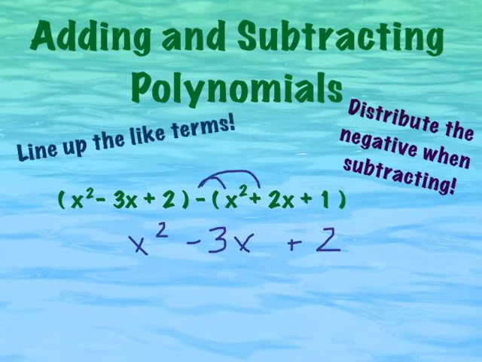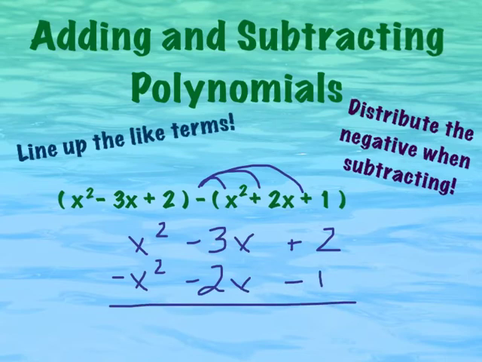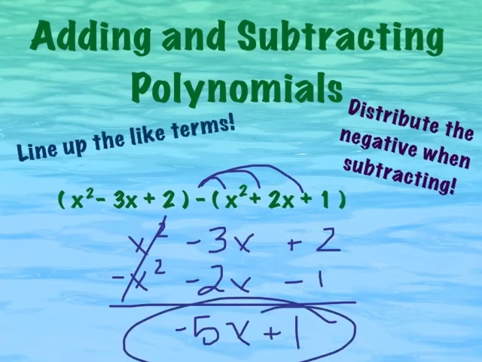Next, our negative distributes out, so we'll have a negative x squared, a negative 2x, and a negative 1. And we can add straight down. X squared minus x squared gets us 0. Negative 3x minus 2x, or negative 3x plus negative 2x, gives us a negative 5x. And 2 minus 1 is a positive 1. And our final answer would be negative 5x plus 1.